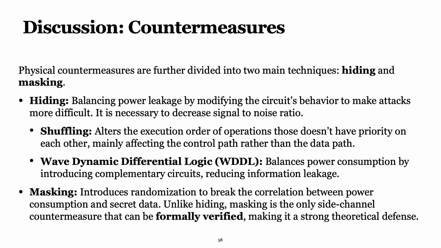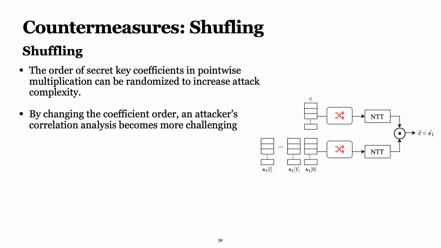And masking. So why is masking more important than shuffling? Because there are many papers that still attack shuffling, because shuffling is something that we can overcome. If we can collect more power traces, we can still deal with that. But masking is the only side-channel countermeasure method that can be formally verified with some mathematical graph methodology.